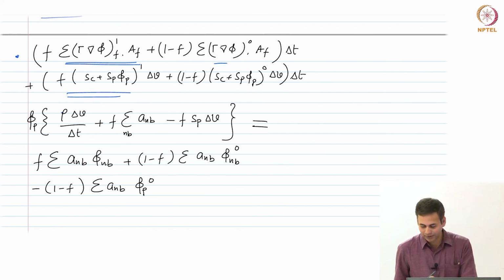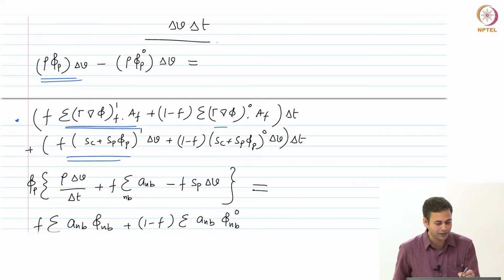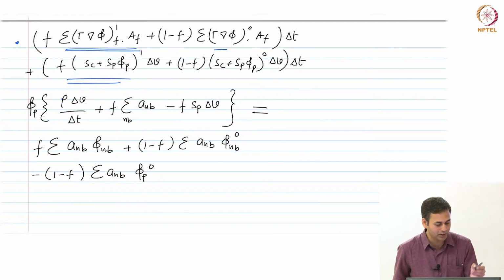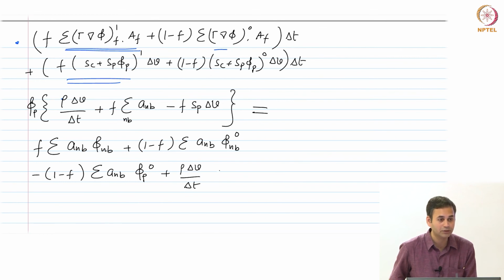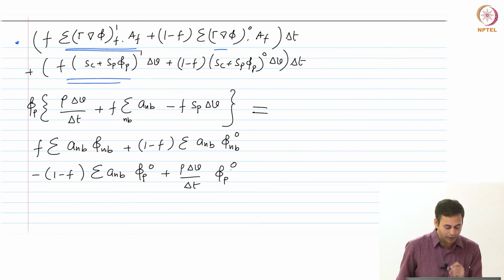Then of course, we have this trailing term, right, this guy which we did not talk about on the left hand side, that also will come to the right hand side, right, because this is known or unknown? Known. So, we will send that guy to the right hand side, that will be a plus rho delta v upon delta t times phi p 0, okay, fine. What else?